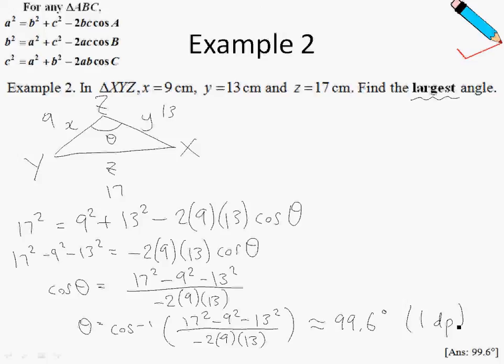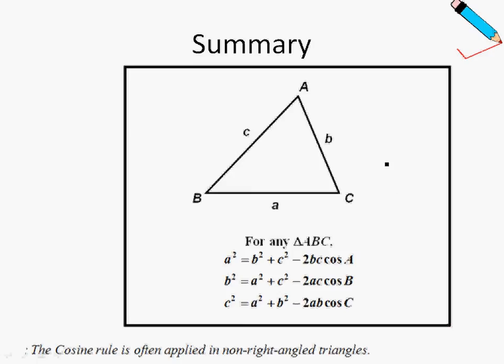I think that's all for this segment of trigonometry. Just to summarize, the cosine rule works in such a way. Suppose we're looking at angle A. The side that is opposite angle A will be denoted as A. So A squared will be equal to B squared plus C squared minus 2 times B times C cosine of angle A.